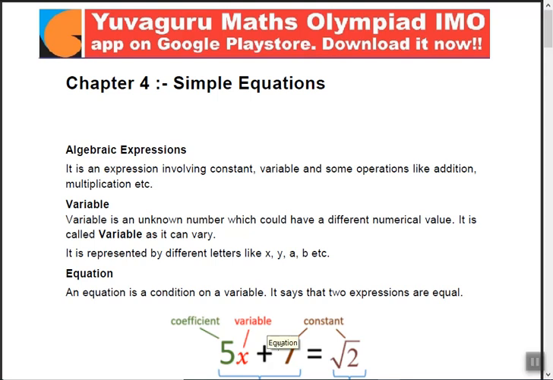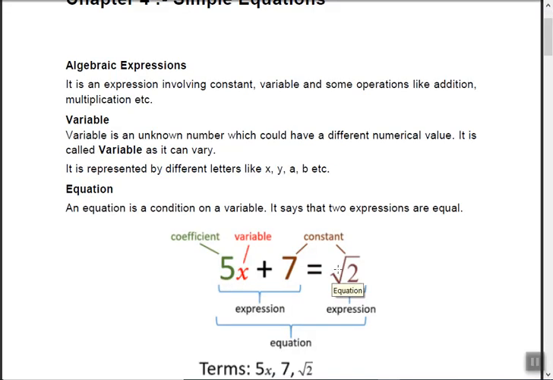Okay. So first, what are algebraic expressions? It is an expression involving constants, variables and some operation like addition, multiplication, etc. See this, these two are expressions. So it involves constants and some variable and some operation on this. Okay, so this is an expression. Is this an expression? Yeah, because this can be written as 0x plus root 2. Somebody can write it like that also, because nothing means 0. So this is an expression which involves only a constant.